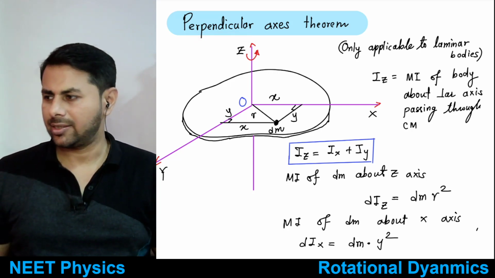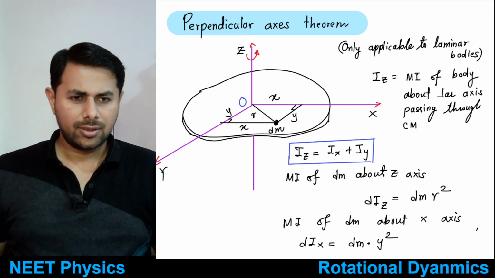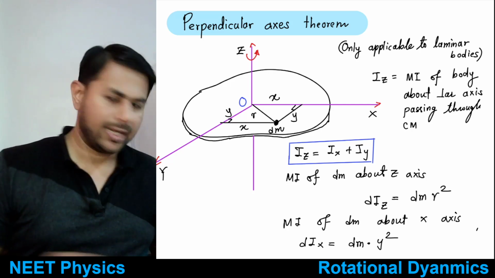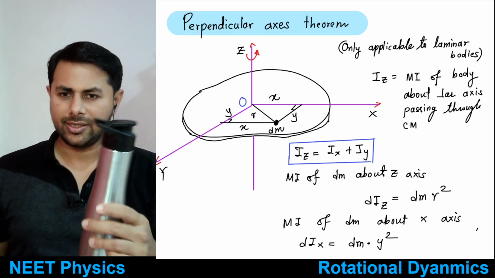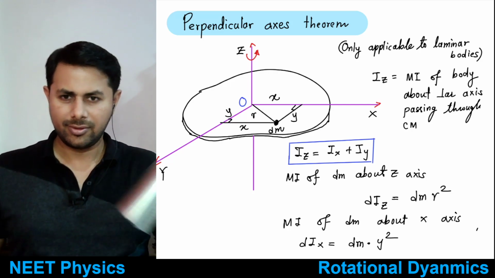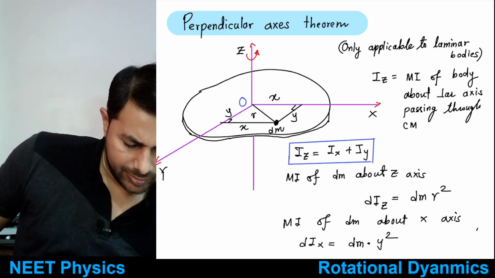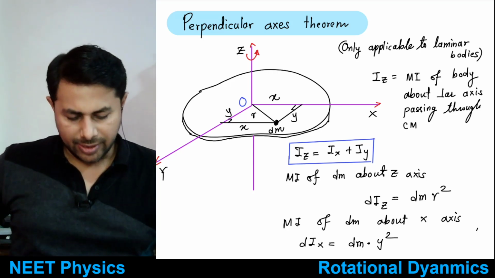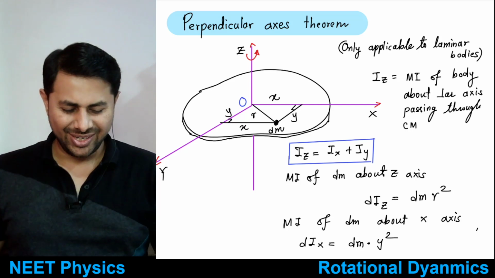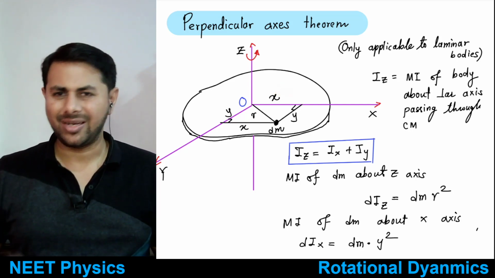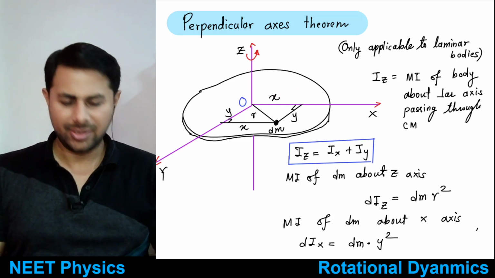Okay, for something like what? Okay, something like this bottle. You cannot apply the perpendicular axis theorem to the bottle, right? This is not a planar object. Okay, so for solid objects, it's not correct. I mean, we cannot apply it, and for planar objects only we can apply the perpendicular axis theorem. Now let's understand what is the theorem.